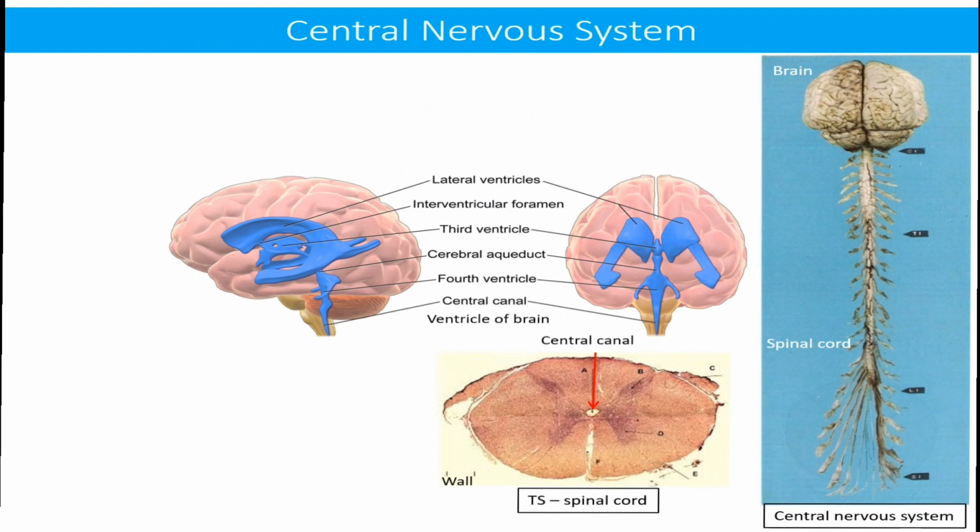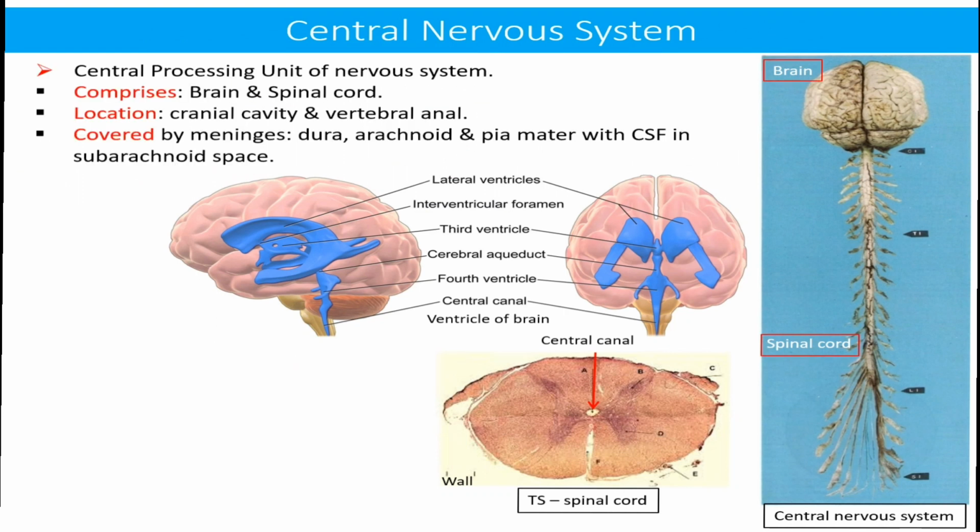Now let us have a look at the central nervous system. It is the central processing unit of the nervous system and comprises brain and spinal cord. It is located in the cranial cavity and vertebral canal. It is covered by meninges, that is dura, arachnoid and pia mater, with cerebrospinal fluid in the subarachnoid space.